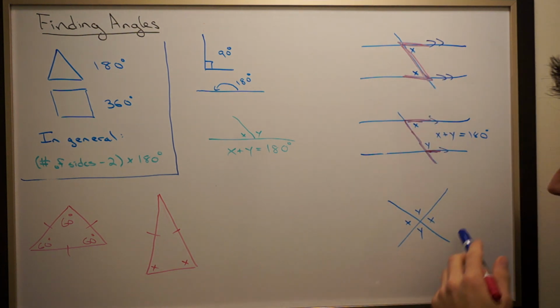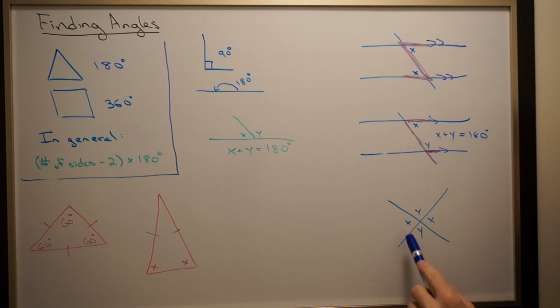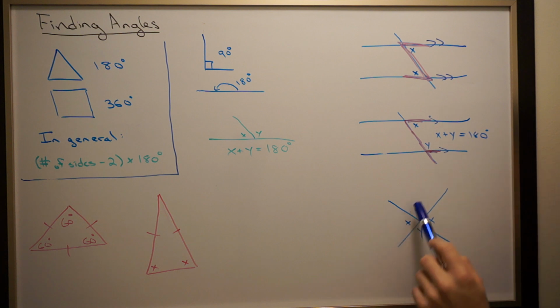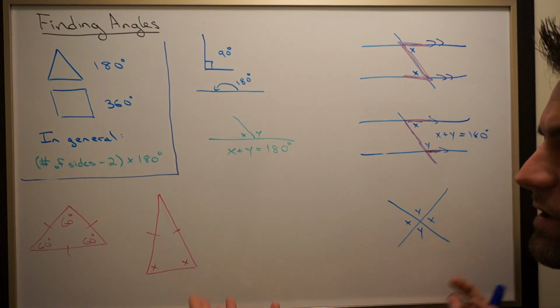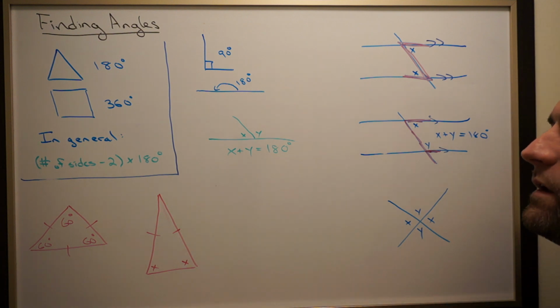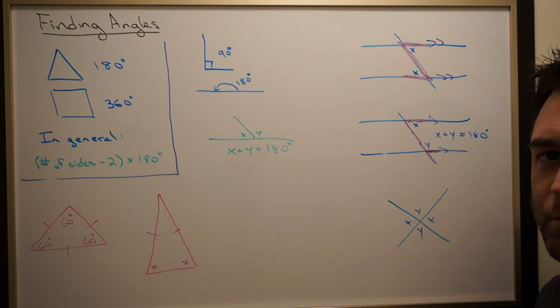And then finally, the opposite angles. If angles are across from each other like this in this X pattern, those opposite angles are the same. So these 2 angles are the same, and these 2 angles are the same. All those different concepts can be applied when solving some of the geometry problems that come up.